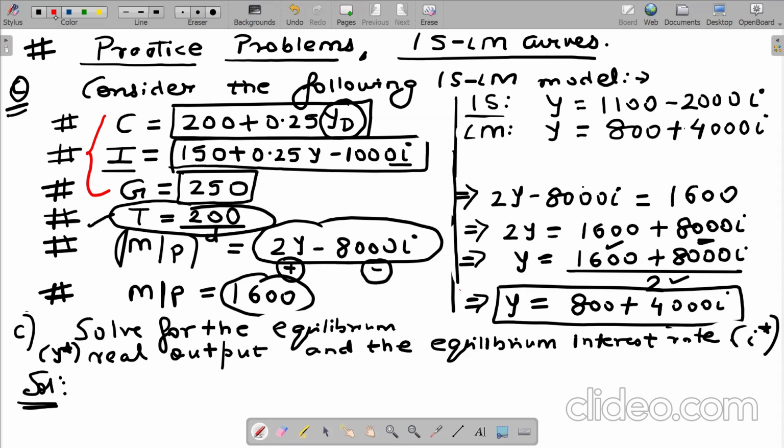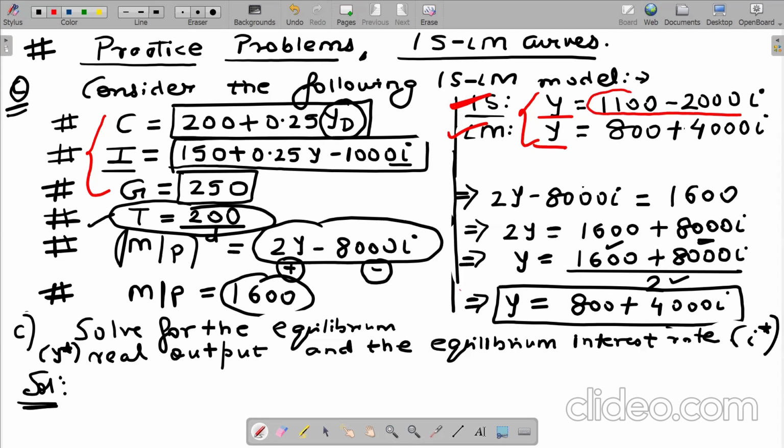So basically, how do I do this, guys? I solve these two equations simultaneously. That means the output from the IS and the output from the LM should exactly be equal to each other. Remember, the market is in equilibrium when the IS and the LM curves intersect each other. At the point of intersection of the IS and the LM curve, recall both the goods market and the money market are in equilibrium. So how do I solve for equilibrium Y star and I star?